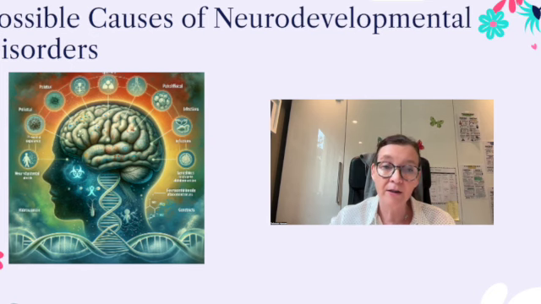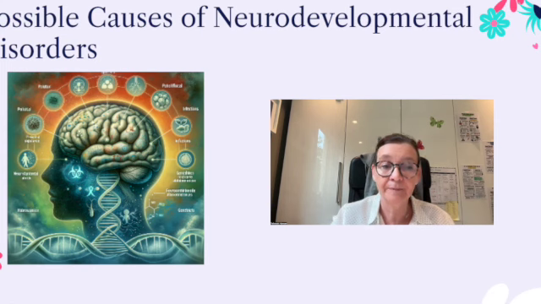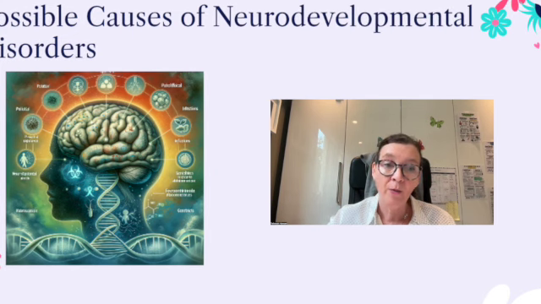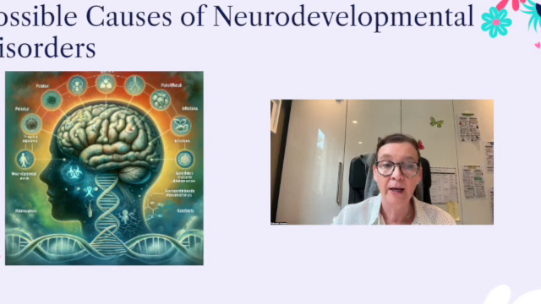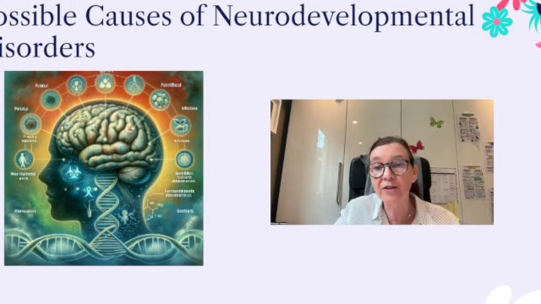Some disorders are linked to a specific gene mutation that can impact brain development. So, for example, research suggests that autism spectrum disorder has a strong genetic component, with certain gene variations increasing the likelihood of developing the disorder. So, neurodevelopmental disorders arise from complex interactions of environmental, physiological, and genetic factors, and understanding these causes can help researchers develop better interventions and treatments.